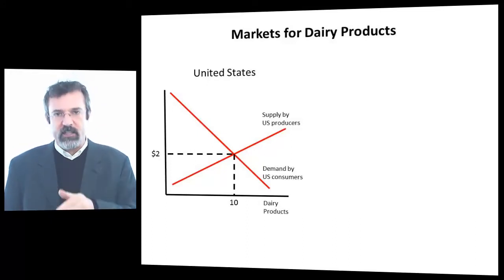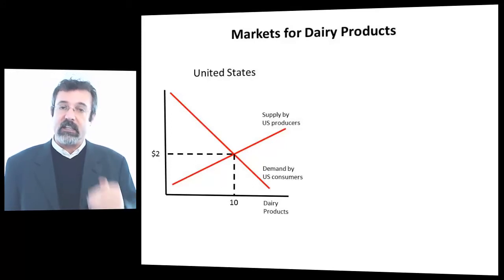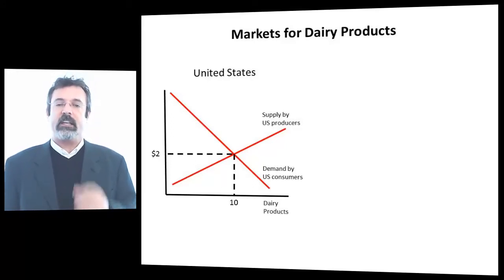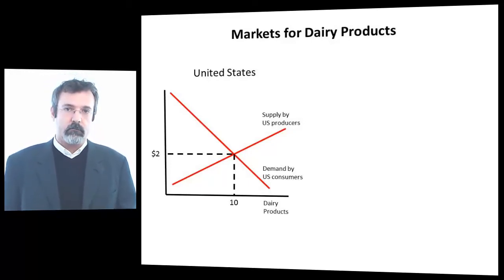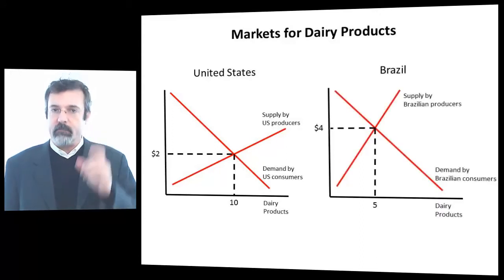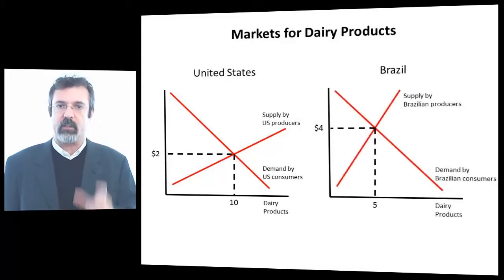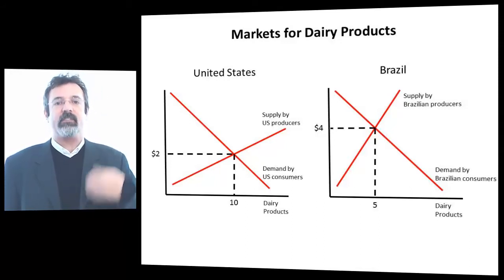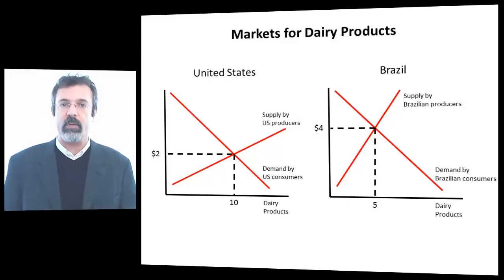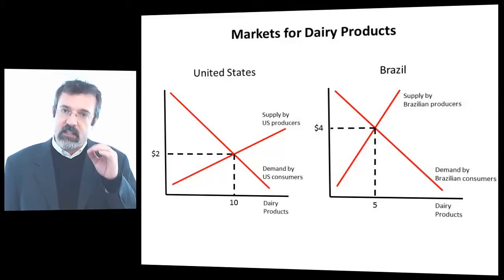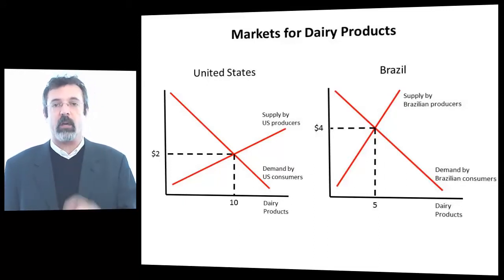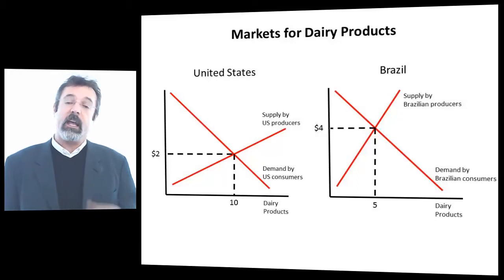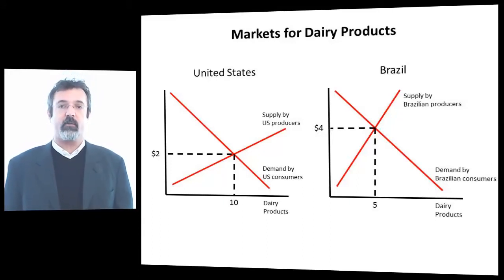The intersection of the domestic demand and domestic supply gives us the equilibrium in the United States in the absence of trade. We have an equilibrium price of dairy products of $2. We can do the same thing in Brazil, where the domestic demand means the demand for dairy products by consumers who are located in Brazil, and the domestic supply means the supply of dairy products by producers who are located in Brazil. The intersection of domestic demand and domestic supply gives us the equilibrium for the market for dairy products in Brazil when there's no trade. And we see the equilibrium price of dairy products is $4.